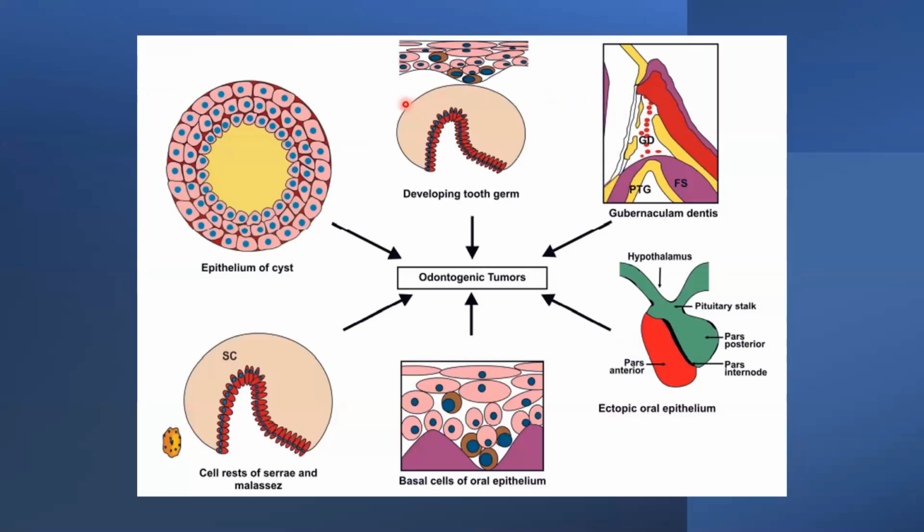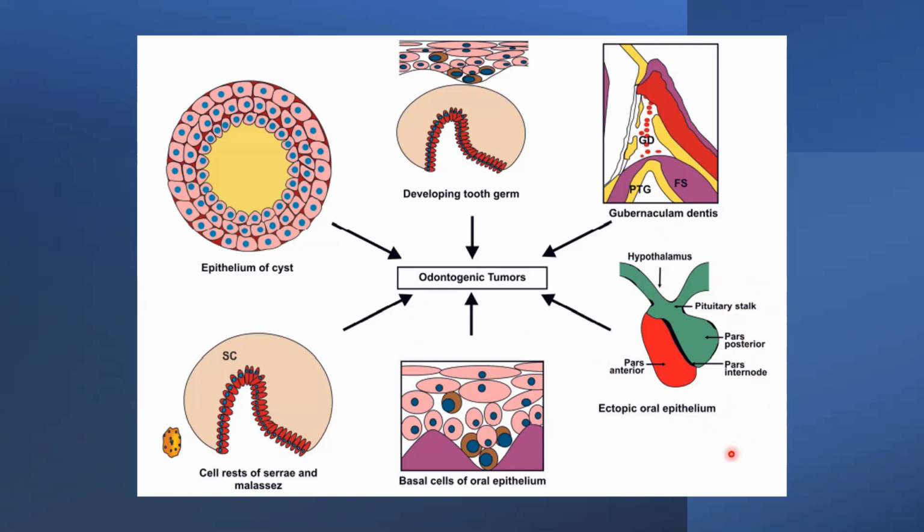So these we discussed, that is the enamel organ, the cell rests of Serres and cell rests of Malassez, basal cells of epithelium, and the epithelium of a cyst. So apart from these, there is the gubernaculum dentis, which is nothing but a pathway for the permanent tooth to erupt. Usually, if you know, the permanent teeth erupt lingual to the existing deciduous dentition, isn't it? So it's the gubernaculum dentis which guides the tooth along that pathway.